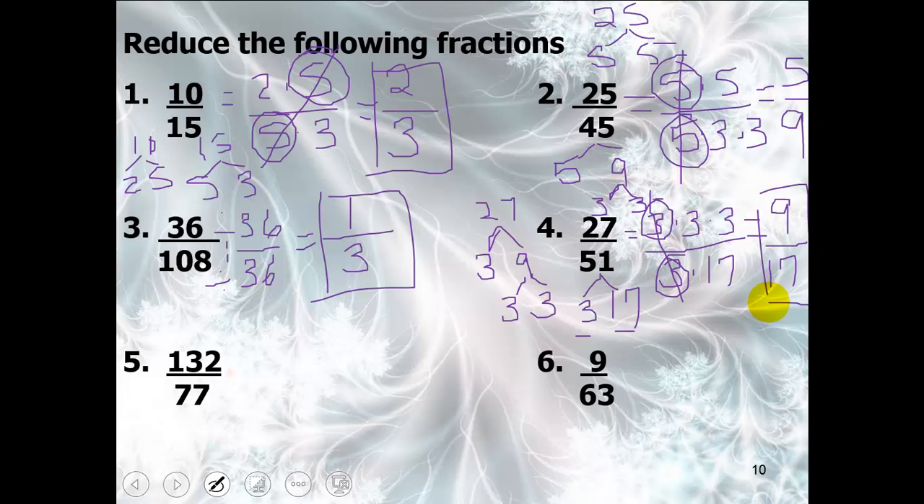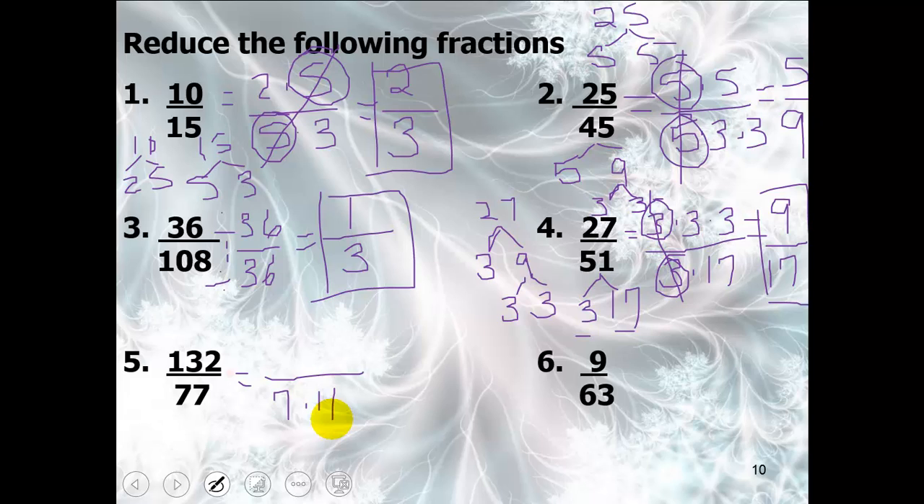132 over 77. Well, if I multiply 77 by 2, I get 154, so I know it doesn't go in evenly. But I'm going to use my bottom to help me figure out how to factor my top, all right? So I know 77 is the product of the two prime numbers, 7 and 11. Those double numbers, those are nice numbers. They're easily factored, all right?